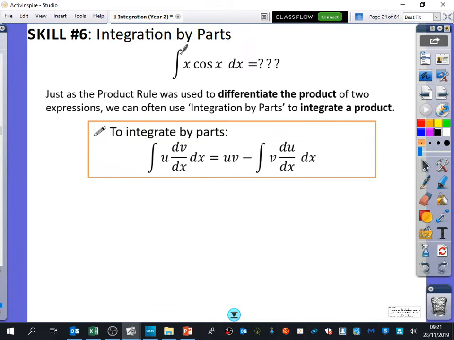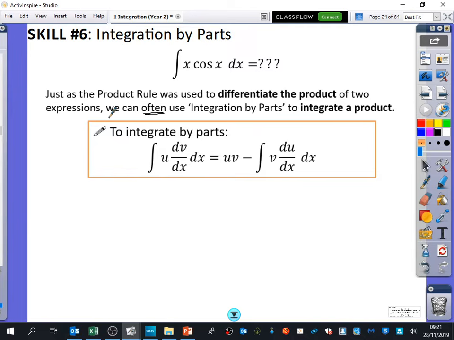So I've said here, we're going to try and integrate x cos x with respect to x, and I've just put question mark, question mark, question mark, because we don't know how to do this yet. x is not the derivative of cos x, so we've got kind of stuck about how we might be able to integrate it. And I've said, just as the product rule we use to differentiate the product of two expressions, we can often use, important word here, often, because we shouldn't always use it, integration by parts to integrate a product.